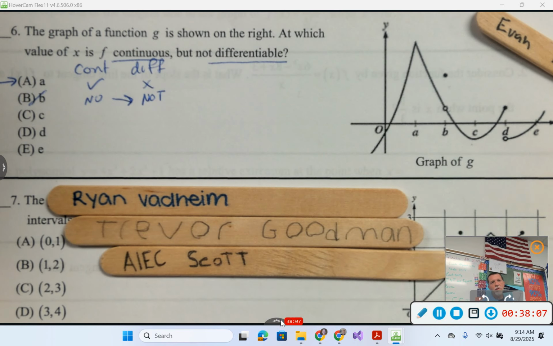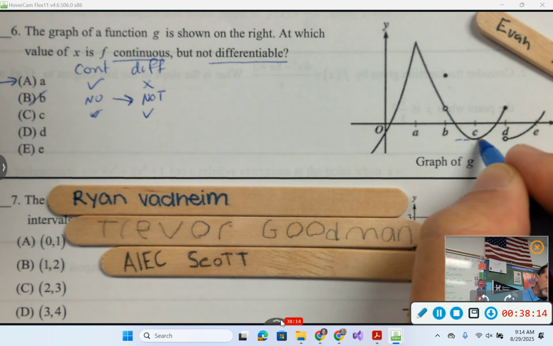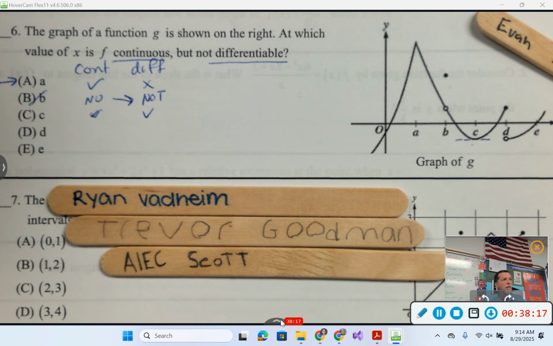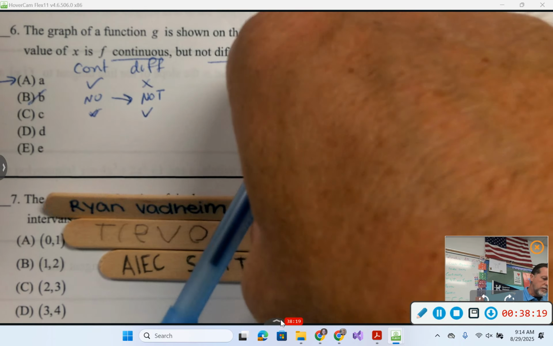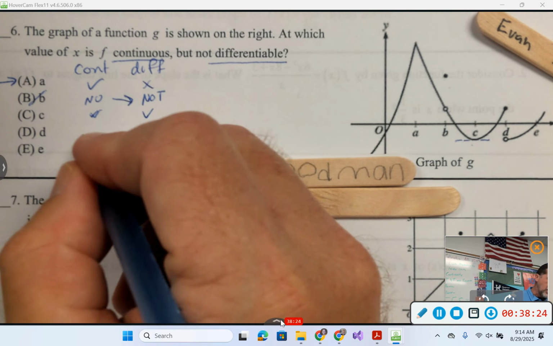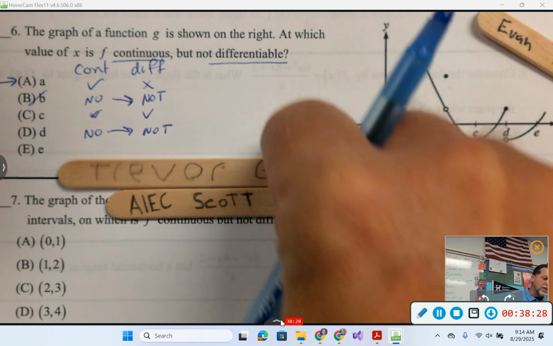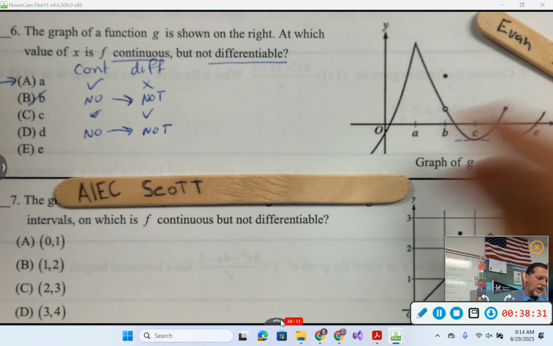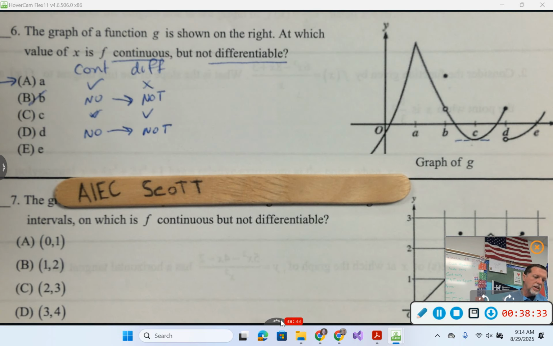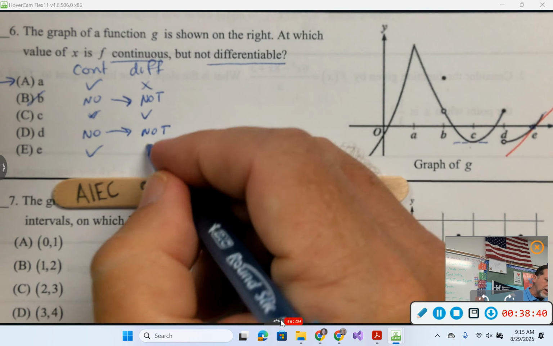Ryan, what's going on at point C? Continuous, not differentiable? No, both. Yeah, it is continuous. It is differentiable. The slope's probably 0 there, but that's okay. We're okay with a 0 slope. Trevor, how about D? It is neither. If it's not continuous, it's automatically not differentiable. And Alec, point E? It is both. It is continuous, and it is differentiable. There is a slope right there. I don't know what it is, but it's got some slope.